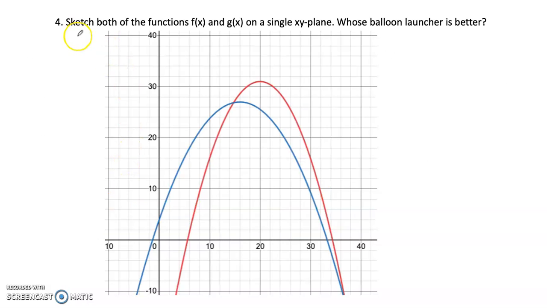So now, to sketch out both of these functions, the f of x and the g of x, we can take a look at what these water balloons will do. We can see that our f of x, which is in red, this is Sarah's water balloon, goes a little bit higher and it will go a little bit further. Lauren's, you can see in blue, doesn't go as high or as far, even though it's close. So which balloon launcher is better? We would say Sarah's.